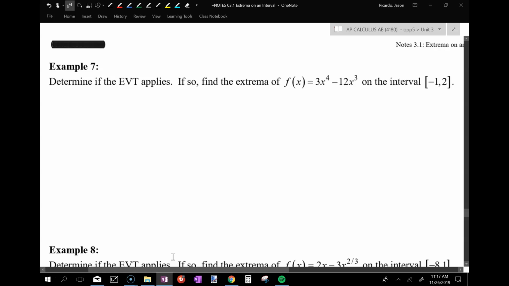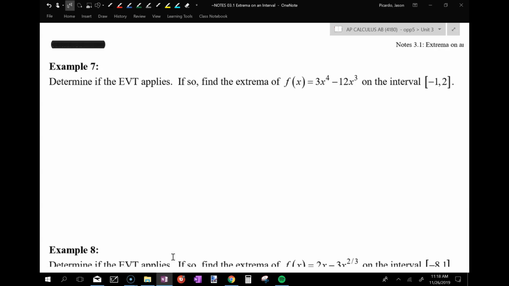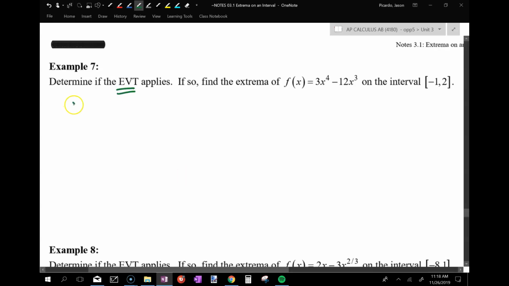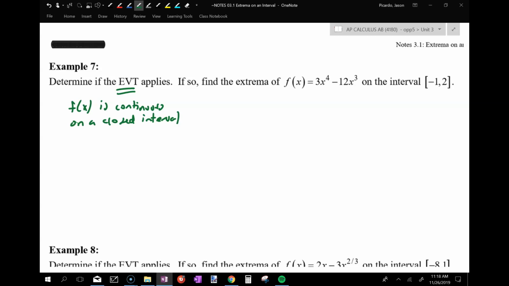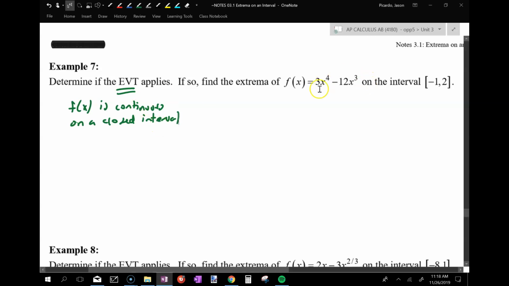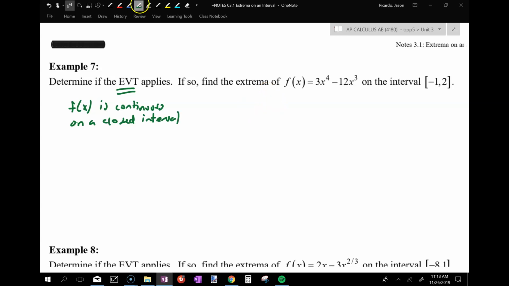Ready? Here's what I want to do. I want to know if the extreme value theorem applies. So we said yesterday that the extreme value theorem applies when f of x is continuous on a closed interval. So my question, does the extreme value theorem apply? Is this a continuous function? Yeah. Is this a closed interval? Okay, so it definitely applies.